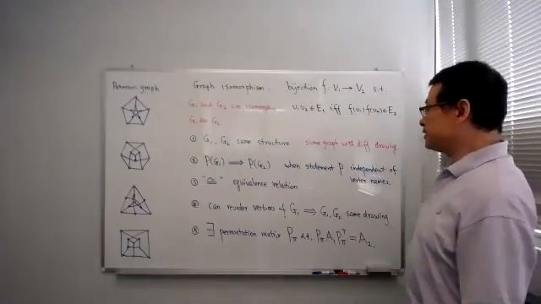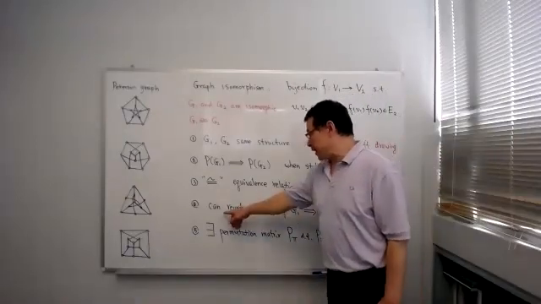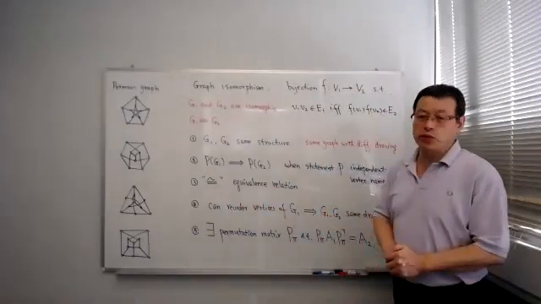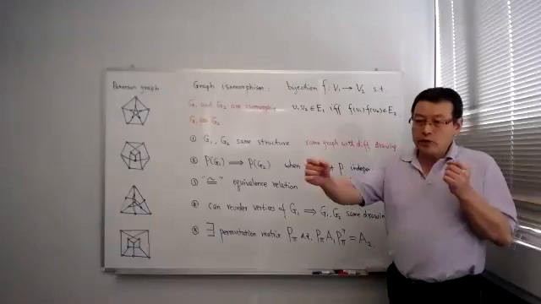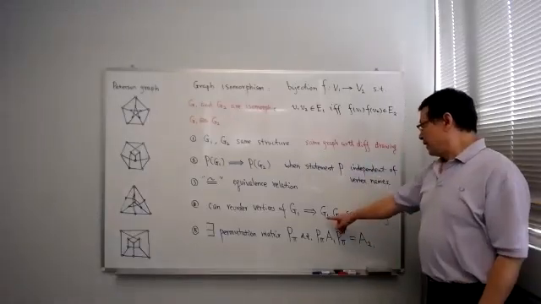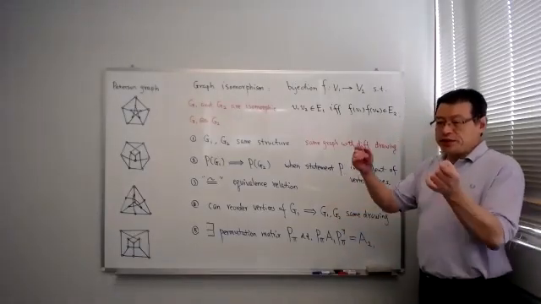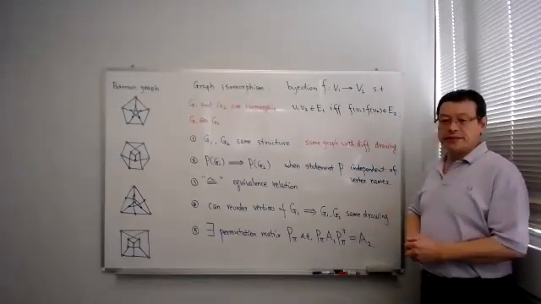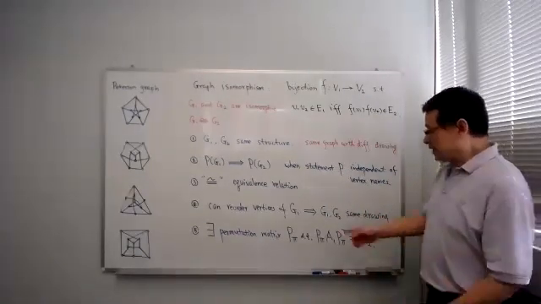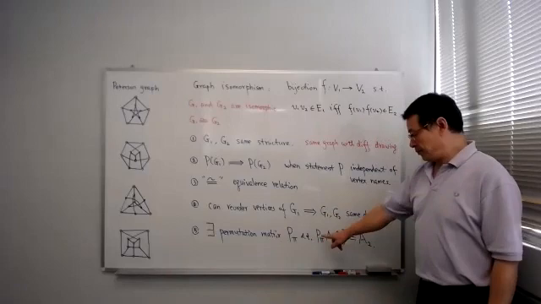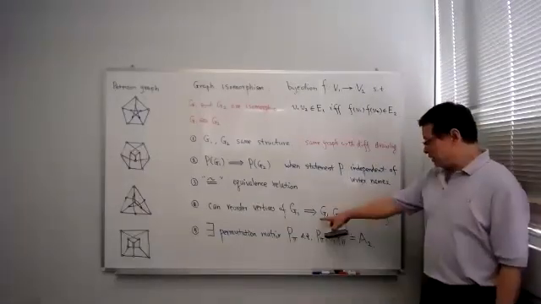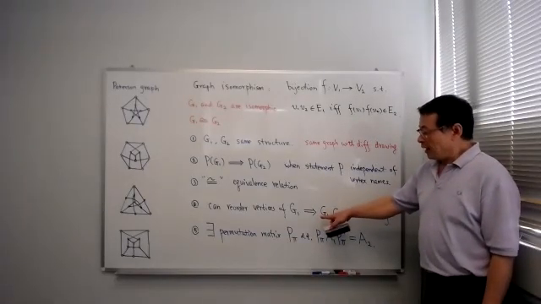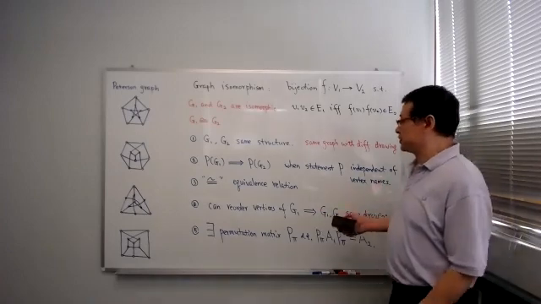And fourth, isomorphism actually means we can reorder the vertices of G1, so that after this reordering we get graph G2. Then G1 and G2 will look exactly the same. I will give you an example, and then I will lead to the 5th point. Let me give you a little more detail about the 4th point.